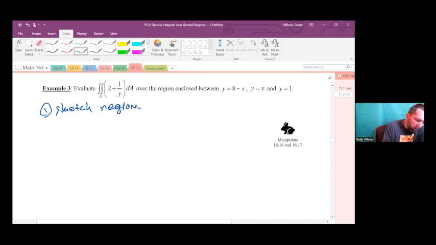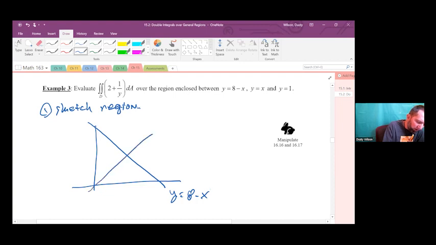So let's see, y equals 8 minus x would be a line with negative slope. y equals x would be a line with positive slope. And y equals 1 would be a horizontal line here. So it looks like the region that we're interested in is the yellow region in the middle.